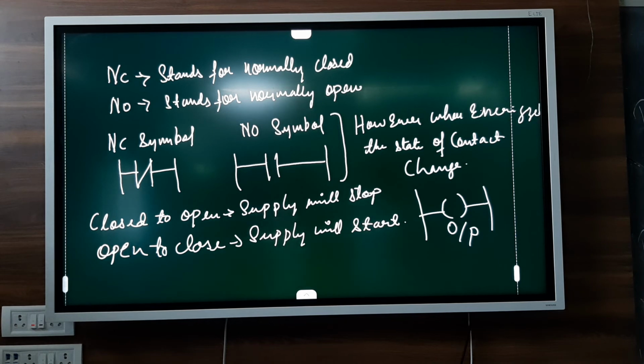Now, whenever the NC contact is triggered, it changes from NC to NO and this is reflected at the output side depending upon the application you are using. And NO will change to NC, and that also gets reflected on your output. This is how the supply will start and stop based upon the NC and NO contacts.